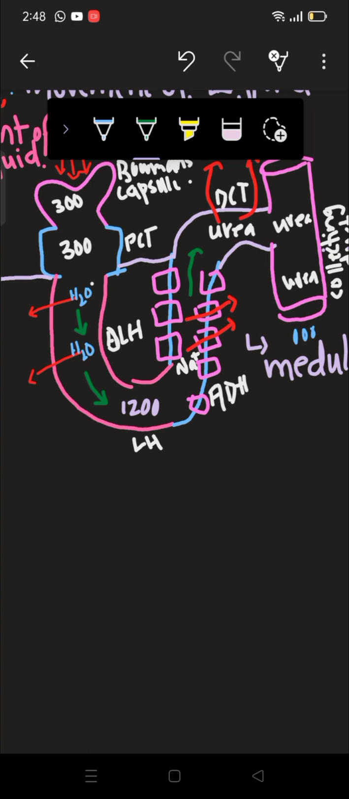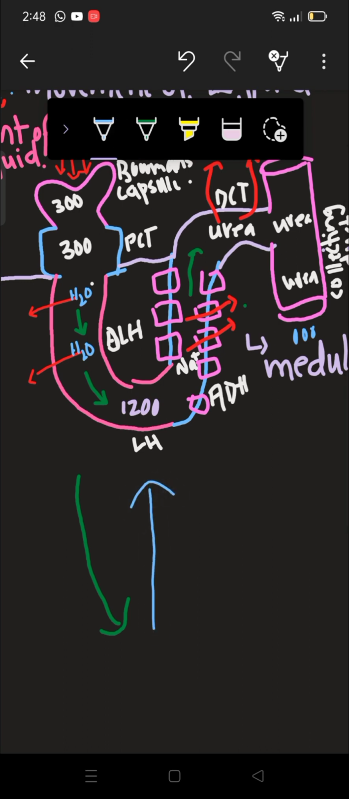So see the direction of the filtrate, how it is going. It is going like this. As you can see the direction, it is going down. Again see in the ascending loop of Henle, what is the direction of the filtrate? Let's see. It is like this.